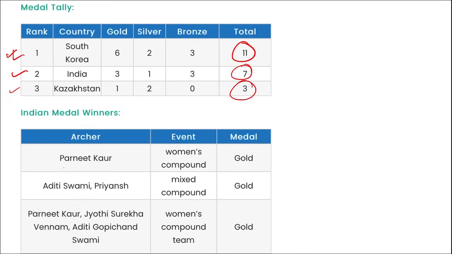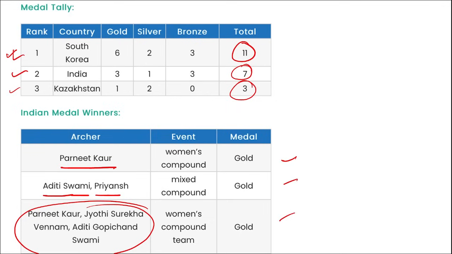From India, remember, Parneet Kaur won gold medal, Aditi Swami Priyansh won gold medal, and the women compound team won gold medal. So these are the 3 individuals we saw, because 3 gold medals for India, right? So these are the 3 gold medal winners. Important, take a note of it.